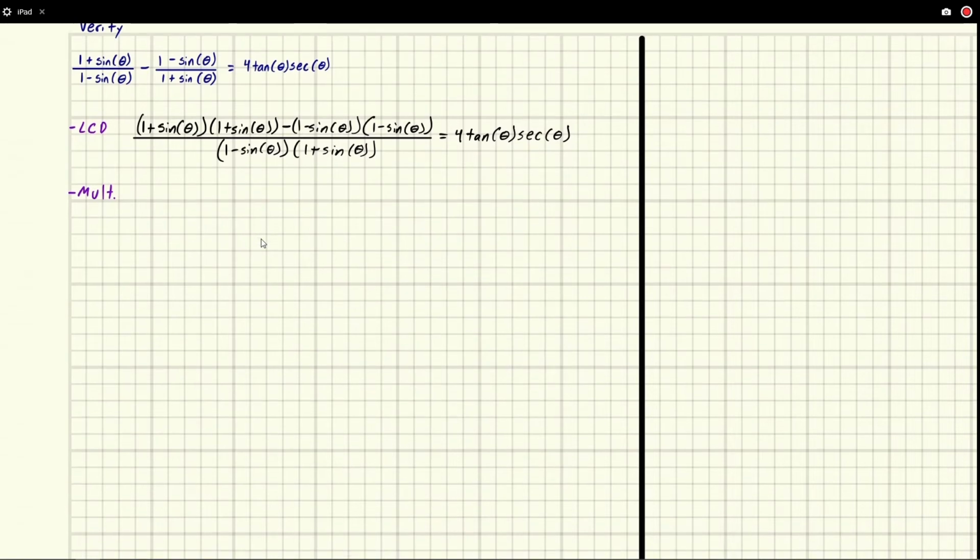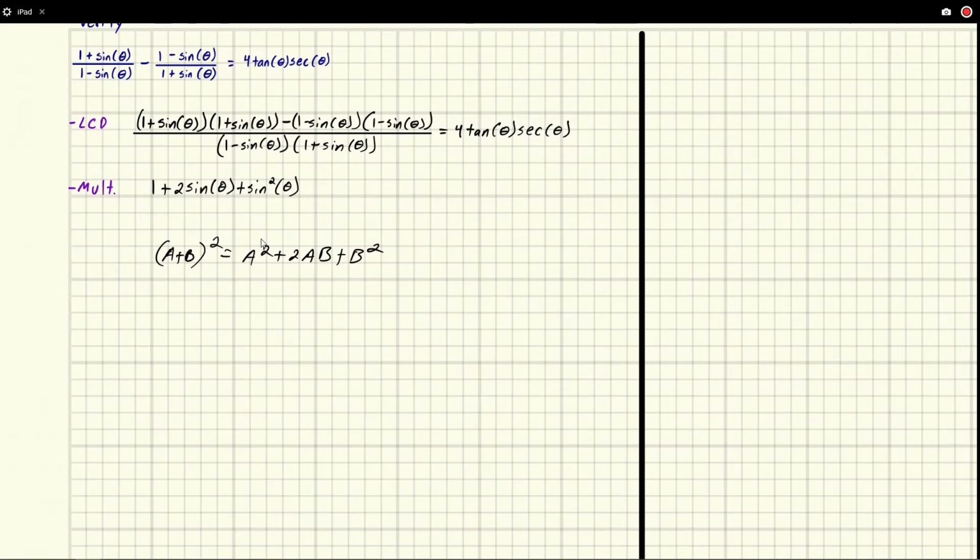This top one is a special factor case because it's the same binomial times itself twice. So we're going to get 1 squared, which is just 1, plus 2ab. If you remember, (a plus b) squared is equal to a squared plus 2ab plus b squared. This is the formula, and if it's a minus, just change the middle one to a minus. That's the only difference. So we're going to have 1 plus 2 sine theta plus sine squared theta.